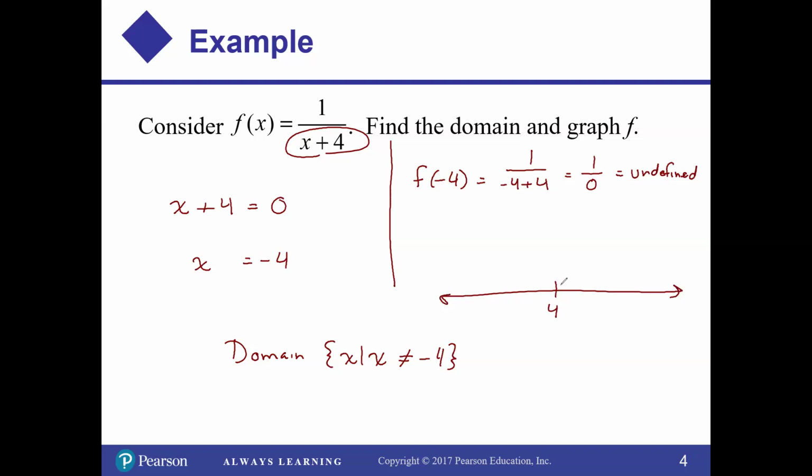If we talk about this in interval notation, this means that I have an empty spot at -4, but I cover the rest of the number line. So in interval notation, my domain covers from negative infinity up to -4, then we go to the other side of it, -4 to infinity. And we just put a union in between to signify that these two sets go together to represent my entire domain.